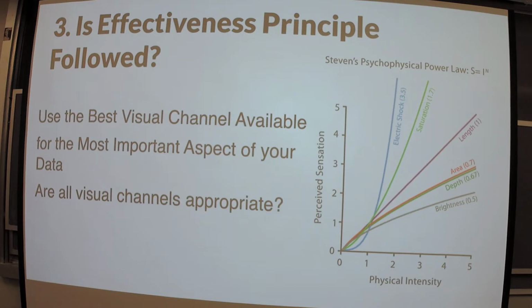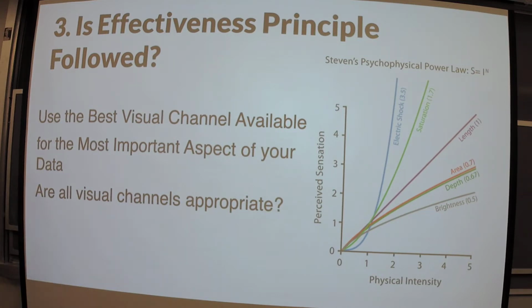And then the second question you should ask: are all the visual channels appropriate? Right? It's not only a ranking, but some people encode quantitative data with color, and then you should argue, well, it doesn't really make sense to encode quantitative data with color hue because there's no inherent ordering.